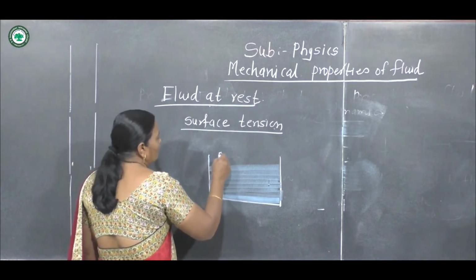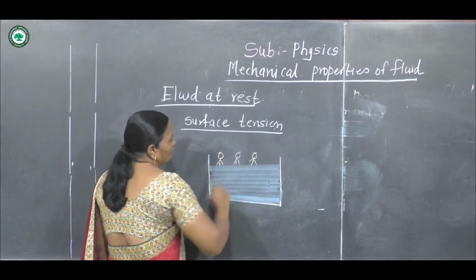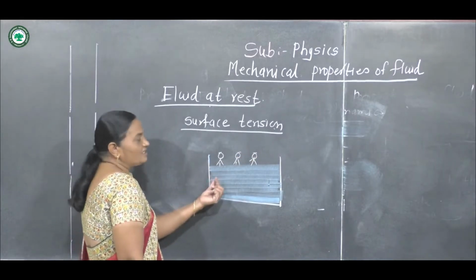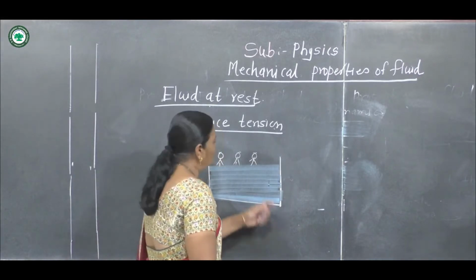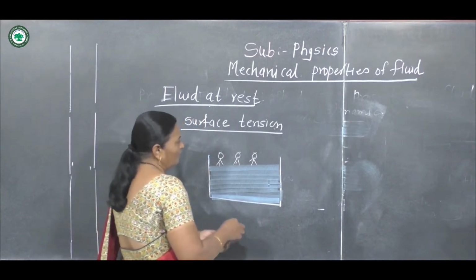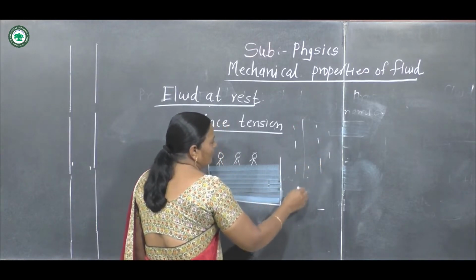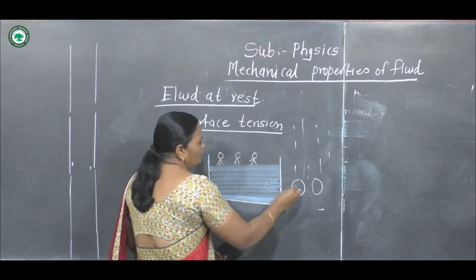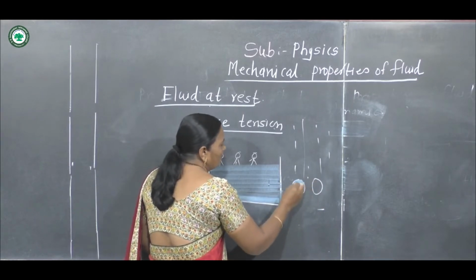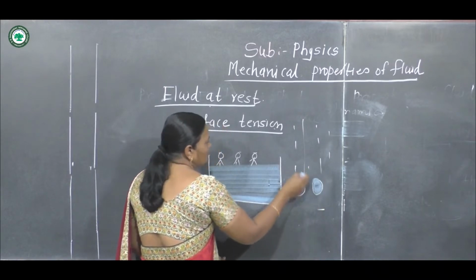Now suppose a spider walks on this water. This is an example of surface tension. Now suppose there are raindrops. These raindrops are in spherical shape. Suppose these are the raindrops and they are in spherical shape due to surface tension.